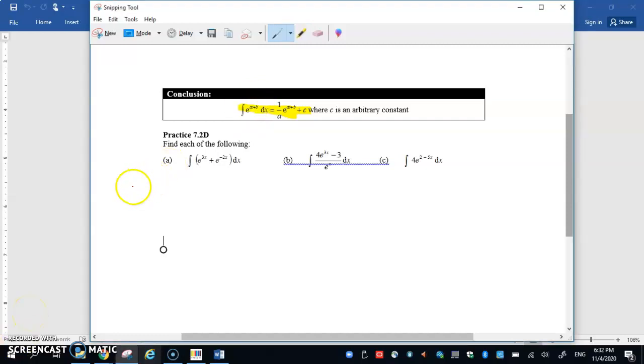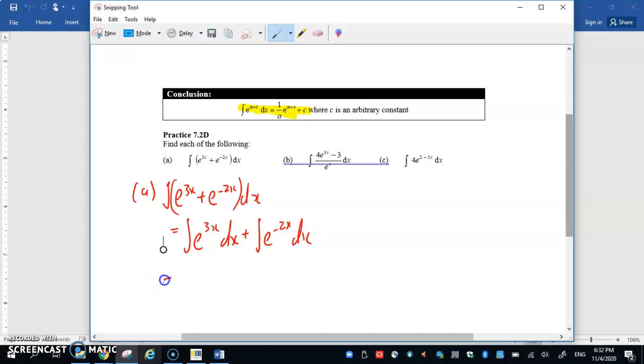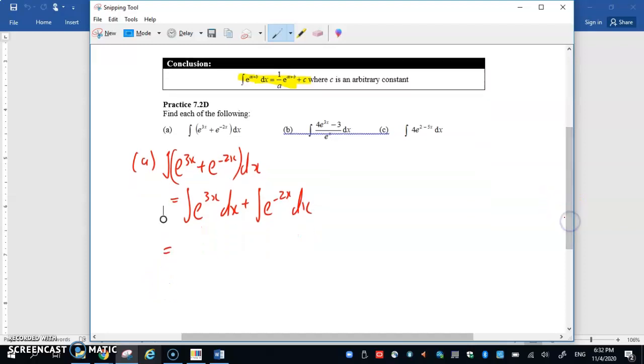So without further ado, let's take a look at part A. We have the integration of e to the power 3x plus e to the power minus 2x dx. You can split the integration to arrive at integrate e^3x dx plus integrate e to the power minus 2x dx. The next step is to simply remove the effects of chain rule, and then what we have is 1/3 e to the power 3x plus negative 1 over negative 2 e to the power minus 2x plus c.